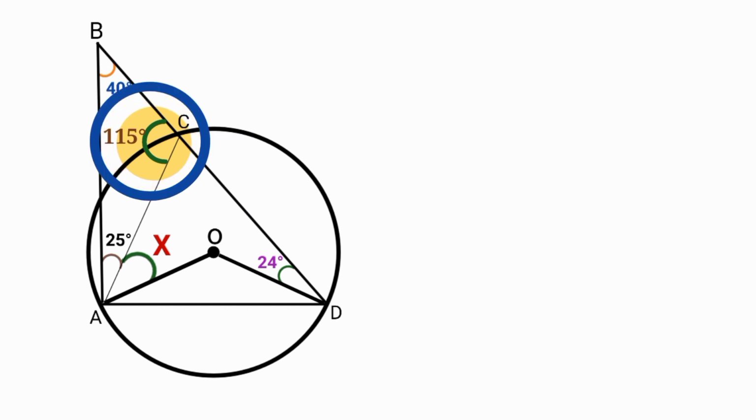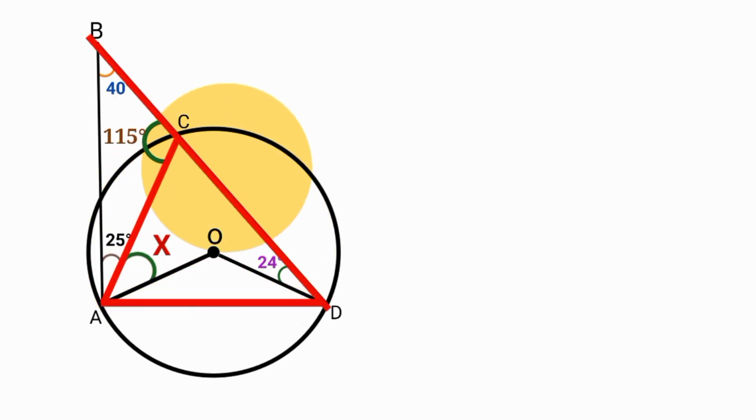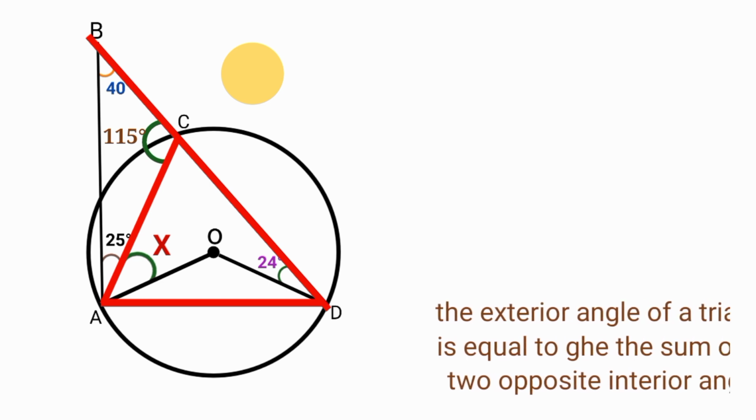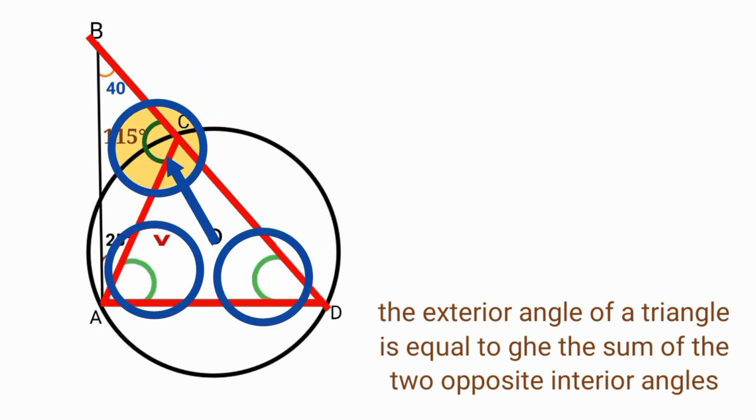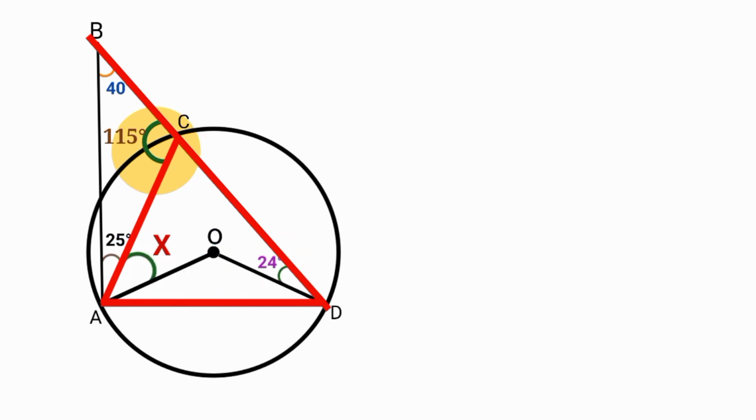Now if you look at this angle here, this angle is an exterior angle of this triangle ACD. And in geometry, the exterior angle of a triangle is equal to the sum of the two interior angles that are opposite to it. That means the sum of this angle and this angle must be equal to this angle, which is 115. So we can label this angle P and this one Q and form an equation. X plus P plus Q plus 24 degrees is equal to 115, because this angle here is X and P, while this one is 24 and Q. Hope you understand.